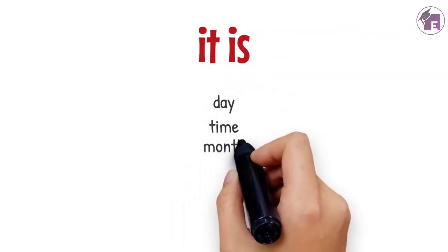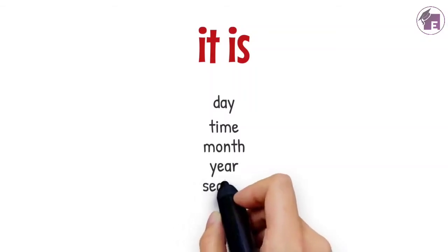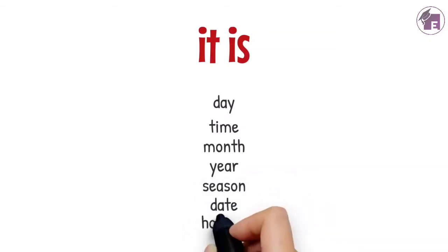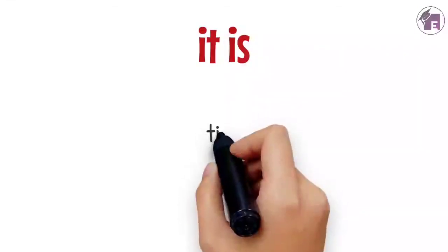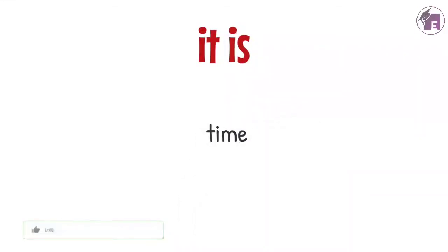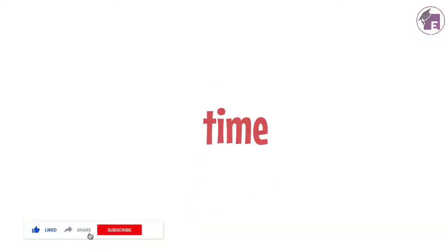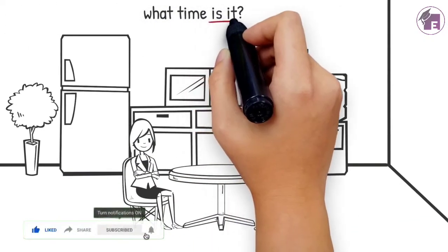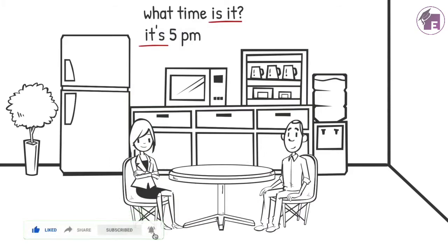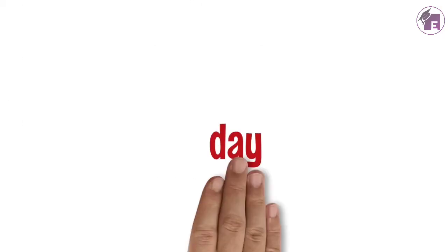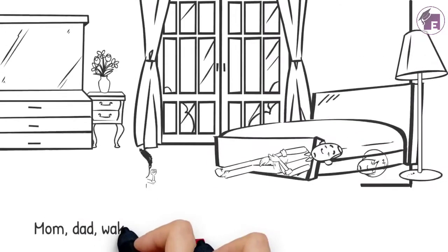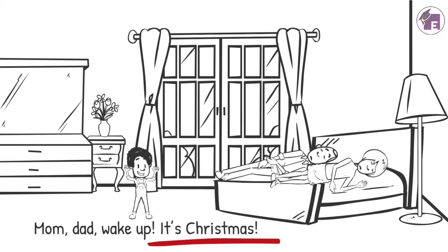We also use the phrase "it is" when we talk about day, time, month, year, season, date, or a holiday. In other words, anything connected to time. For example, time. What time is it? It's 5 p.m. Day. Mom, Dad, wake up. It's Christmas.